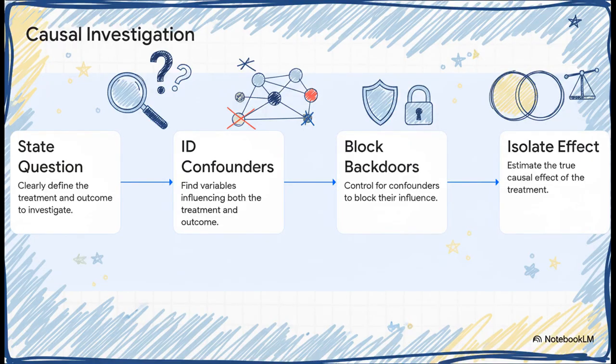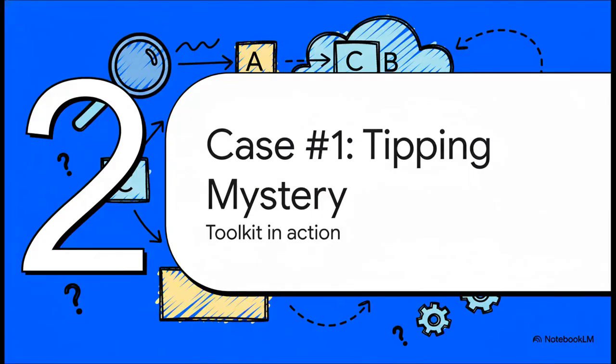So with our tools laid out, we can follow a nice, clear four-step process. First, you state your question. Second, you identify any potential confounders. Third, and this is key, you have to block the influence of those confounders. We call these the backdoor paths that create those false connections. And finally, once those paths are blocked, you can isolate and measure the true effect. Okay, that's enough theory. It's time to actually put our toolkit into action.